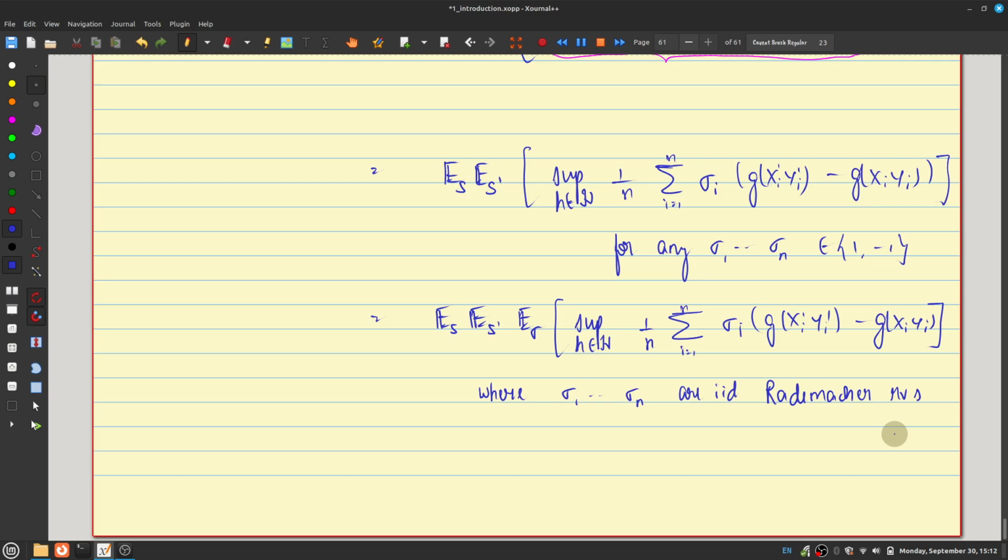Okay. Now I'm again going to use the bound that the maximum of x minus y is at most the maximum of x plus the maximum of y.